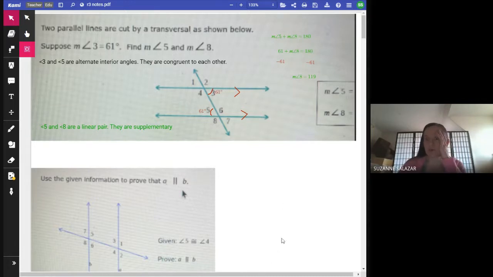Maybe not the explanation perfectly, but depending on the wording of rubrics and things like that, this question is just checking whether you can find the measure. It doesn't ask you to tell me how you found the measure. So I do care if you know the angle pairs, but for this question, you don't have to show me the angle pairs. You just have to find the numbers. You just have to identify what's congruent and what's supplementary.